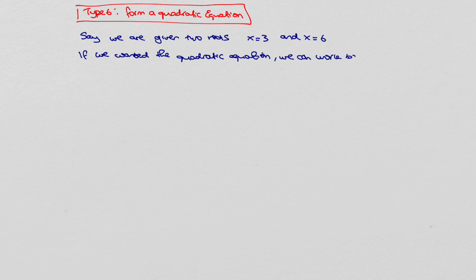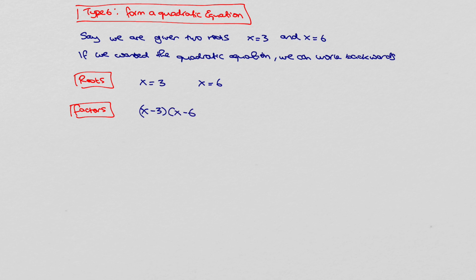So what I mean by working backwards is if we look, what we're given are the roots. So our roots are x equals 3 and x equals 6. So if I go back one step, what we have are the factors. And the factors are x minus 3 and x minus 6. So if I subtract 3 from both sides there and subtract 6 from both sides, and because they're factors, they should multiply to give me 0 because that's how we got roots in the first place.